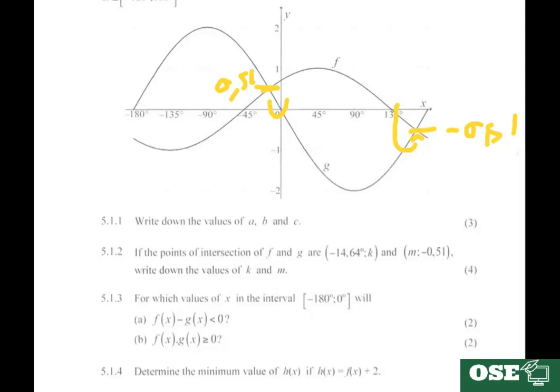16.1. 135 plus 14.64. It's 149.64. Hold on. Oh, yeah, 149.64. So that means this is 149.64 and this is 0.51.